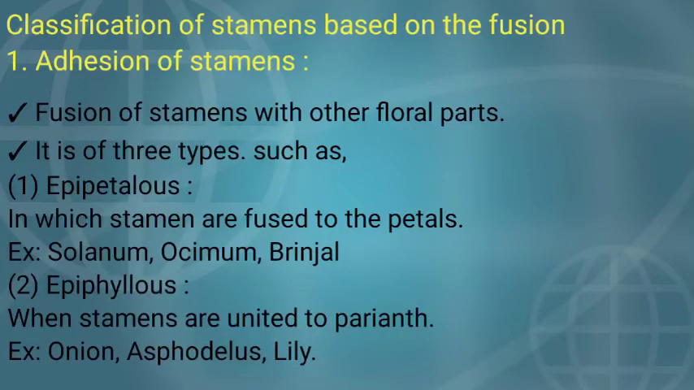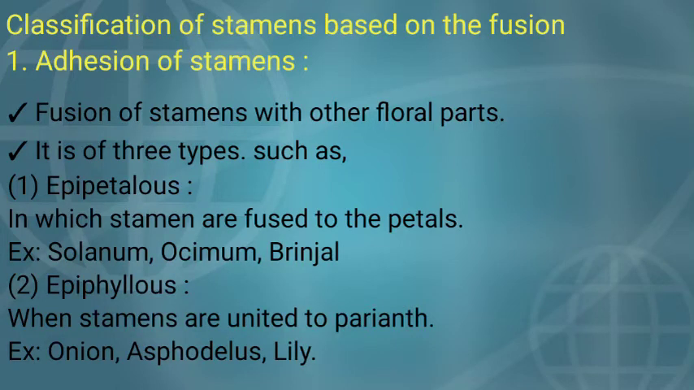Classification of stamens based on the fusion. The very first one, adhesion of stamens. Fusion of stamens with other floral parts is called adhesion of stamens. It is of three types such as epipetalous condition, epiphyllous condition and gynandrous condition. Very first one, epipetalous condition. In this condition, stamens are fused to petals. Example, Solanaceae family plants, Solanum, brinjal and Ocimum.